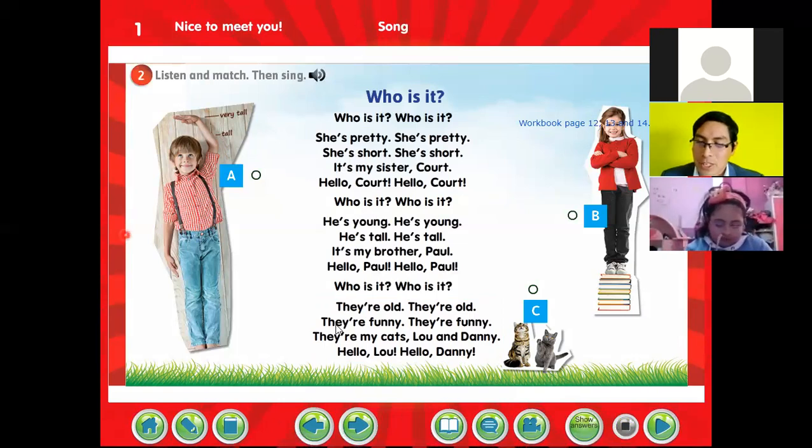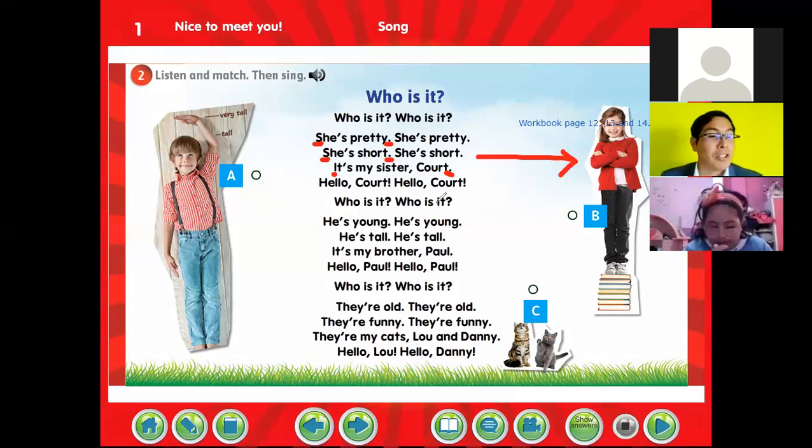Boys, we are going to make the revision, okay? Pay attention. In this unit, we learned adjectives. We learned some actions. Also, we learned about this, no? Capital letter. She is pretty. We finish. Period. She is short. Period. It's my sister Kurt. Period. You see? It's describing, no? It's describing this girl.